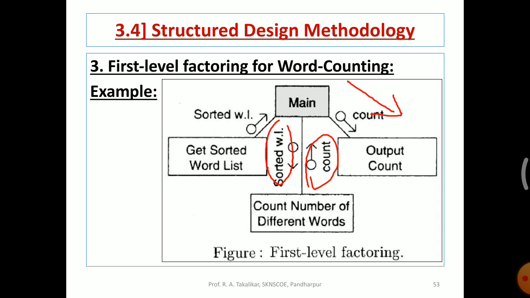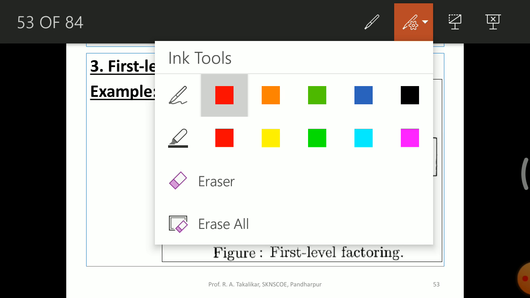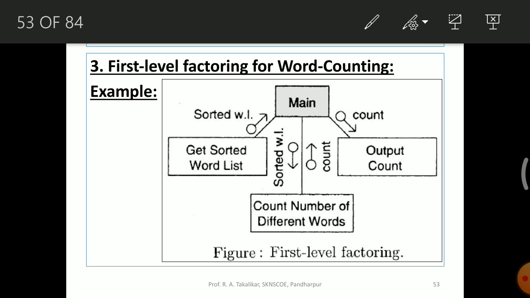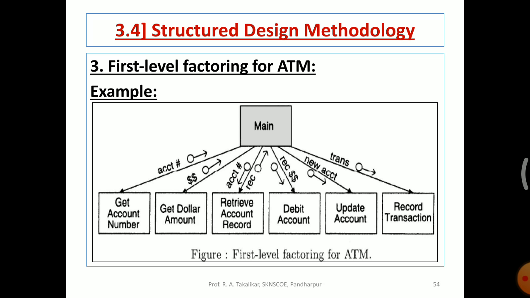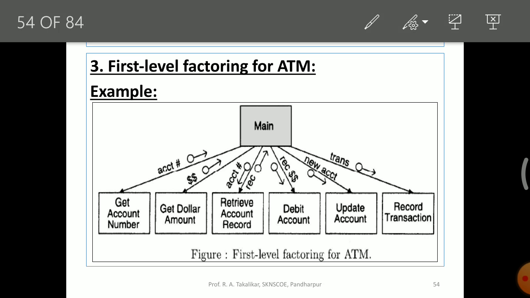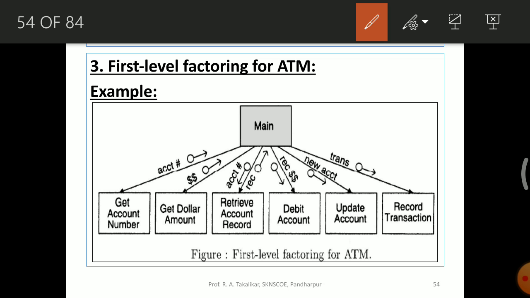Okay, this is how we can draw the first level factoring for the word counting problem. Now about the ATM. This ATM can be factored with the first level factoring.